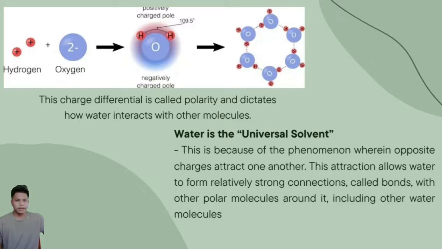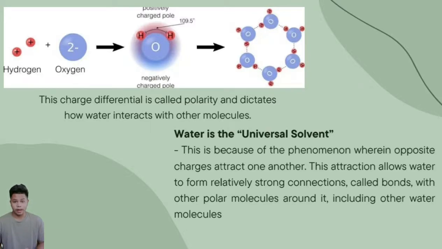Why is water the universal solvent? As a polar molecule, water interacts best with other polar molecules such as itself. This is because of the phenomenon wherein opposite charges attract one another. Each individual water molecule has a negative portion and a positive portion, and each side is attracted to molecules of the opposite charge. These attractions allow water to form relatively strong connections.